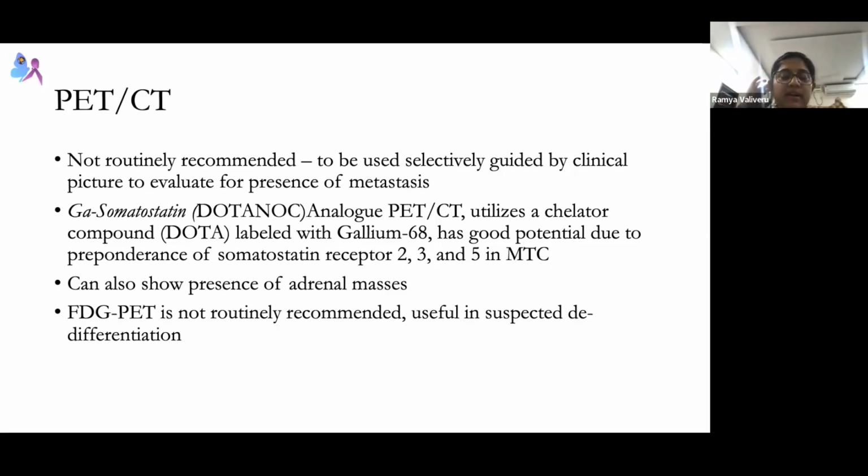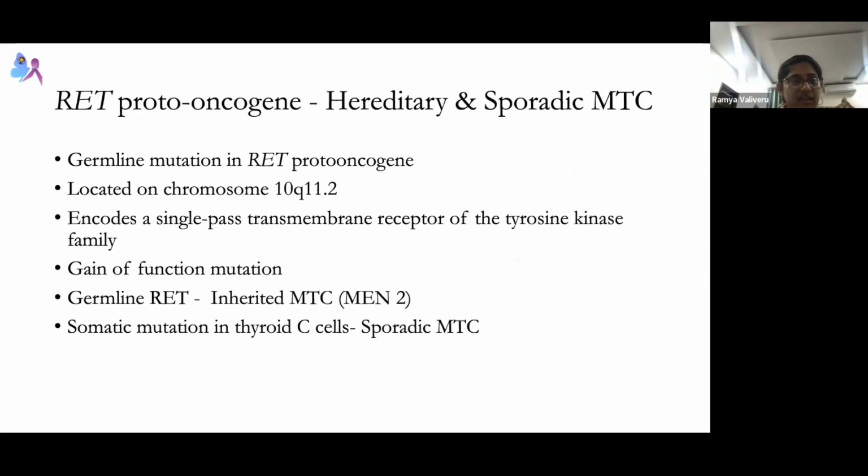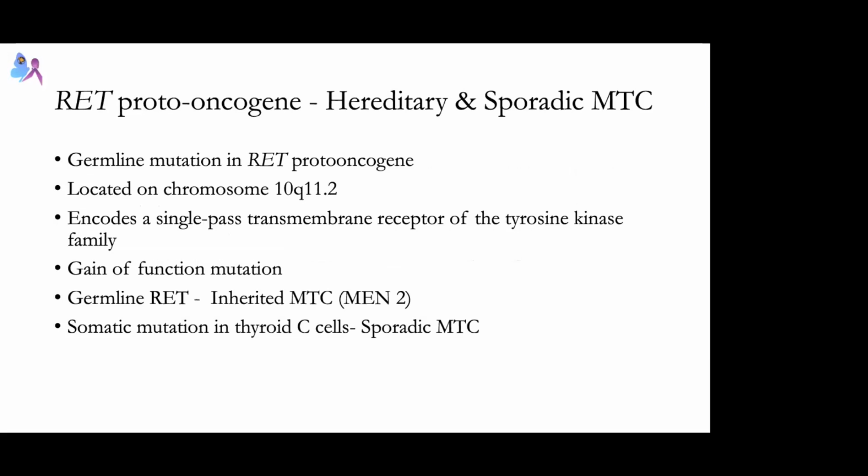FDG is not routinely recommended unless we suspect dedifferentiation and we are not able to see some lesions, and CECT is going to show all those lesions anyway. Of course the whole body will be covered with PET scans, but it's not routinely indicated. But we do it anyway if we are suspecting. CECT and bone scan is better than PET as initial workup.